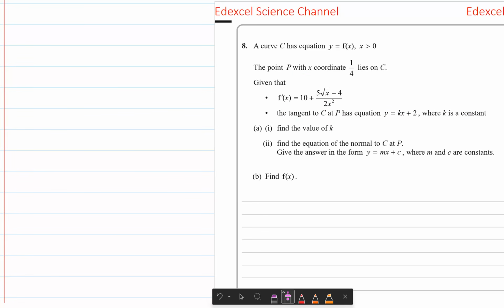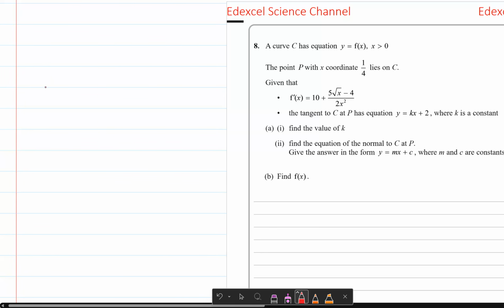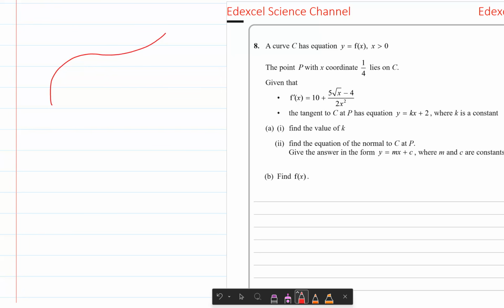Okay, so if you read this question like this, it is going to be a little bit complicated because it has a lot of information. But let me just draw it. Now, I do not know what f of x is or what its equation is, but let's say that this is f of x, and this is our point P.